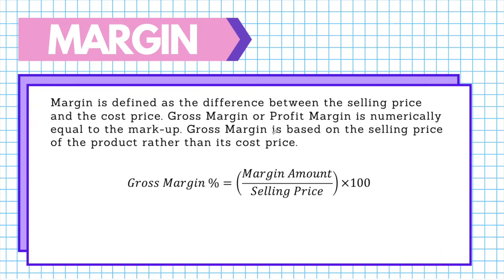So a gross margin is based always on the selling price of the product rather than the cost. If we talk about a profit margin, it will always be based on the cost price. And again, a gross margin will be based on our selling price. So a gross margin percent is equal to the margin amount over the selling price multiplied by 100.